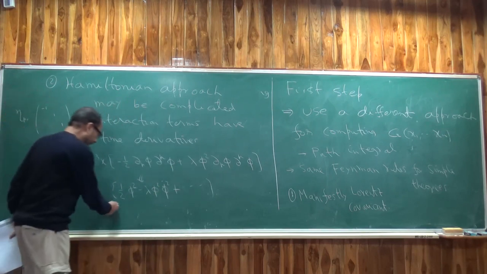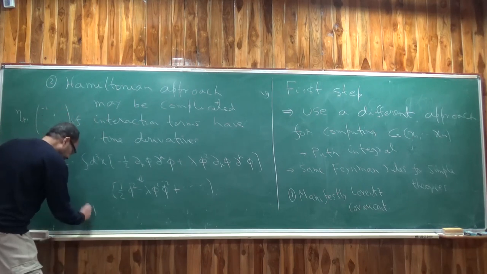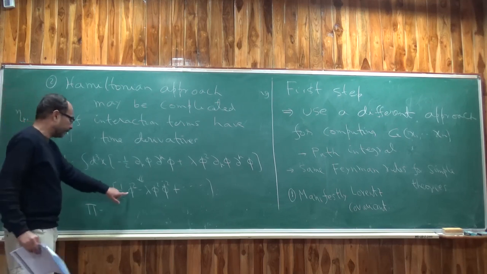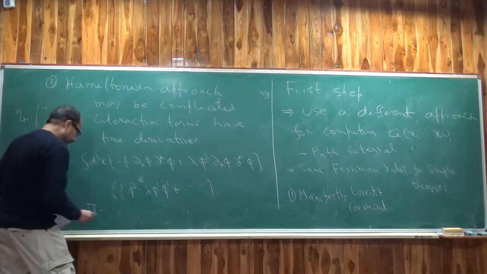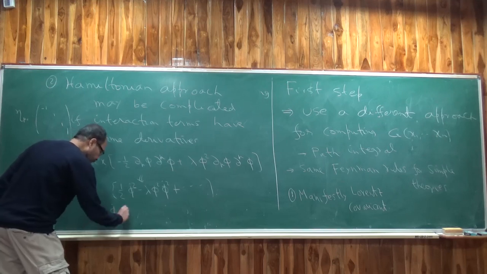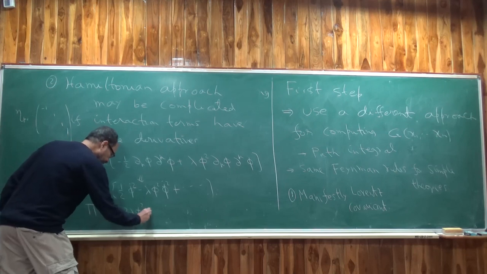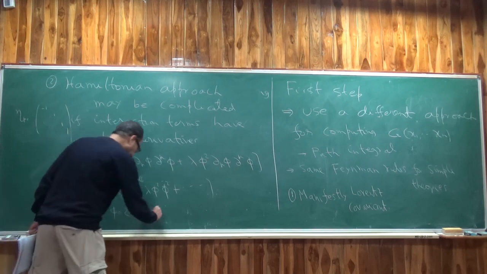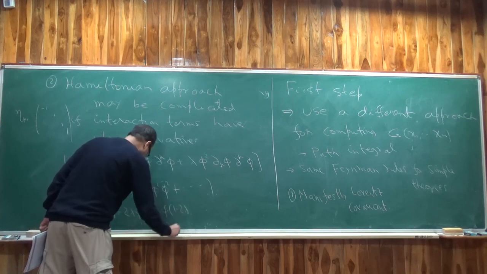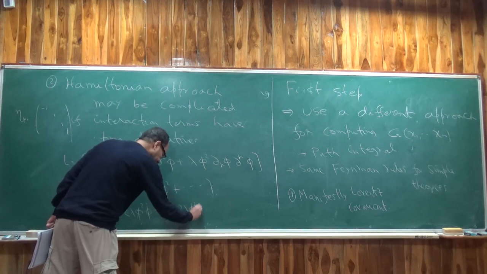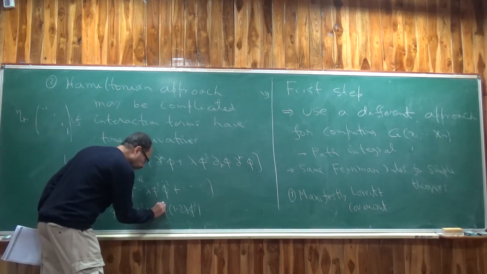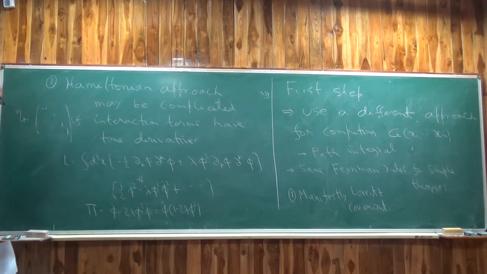So from this, if we try to calculate the canonical momentum pi, you have to take the functional derivative of the Lagrangian with respect to phi dot. That gives you phi dot from the first term minus 2 lambda phi square phi dot from the second term. So this is phi dot times 1 minus 2 lambda phi square.